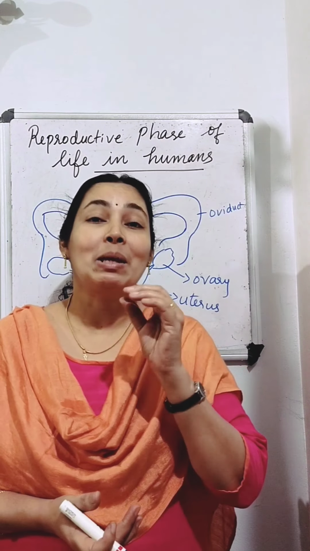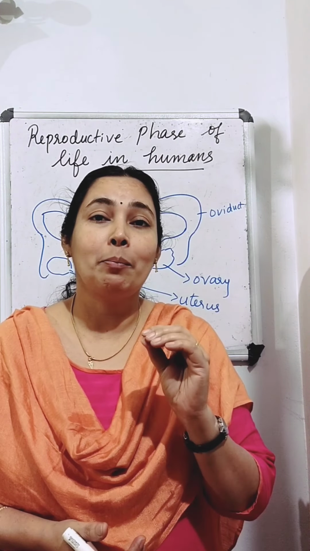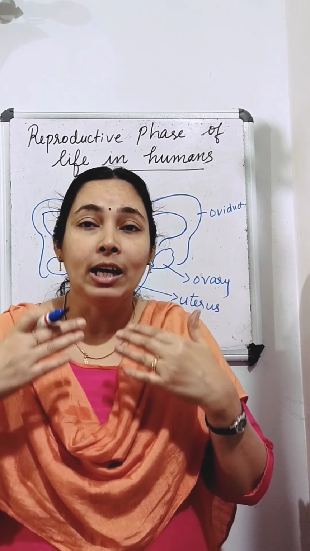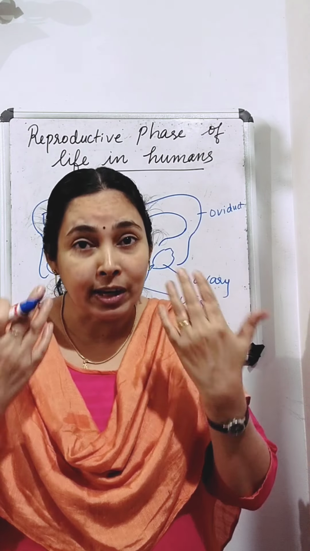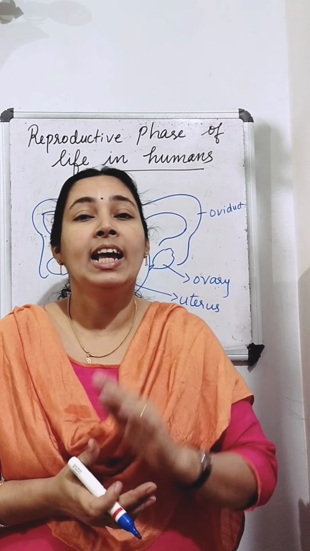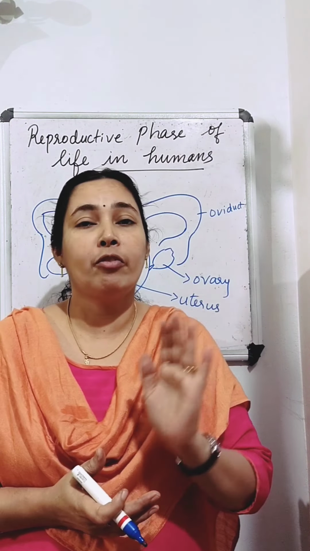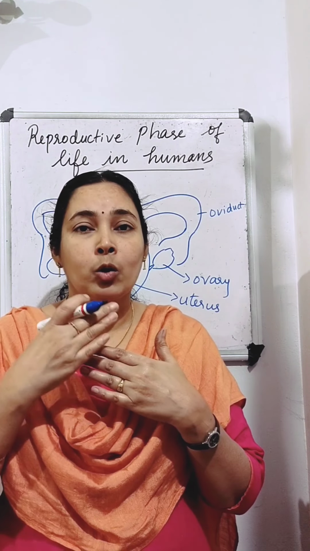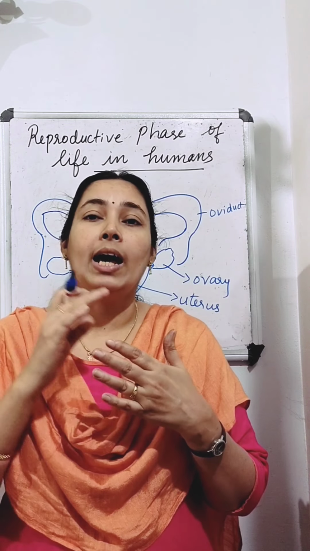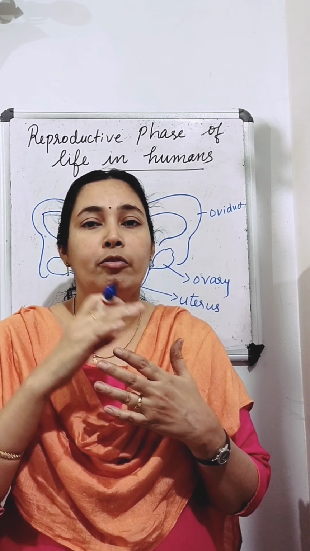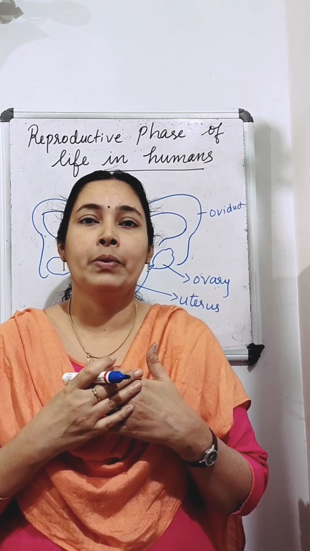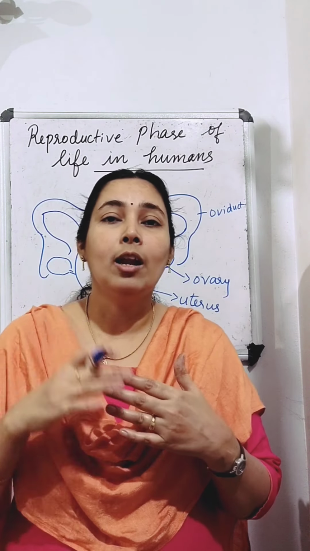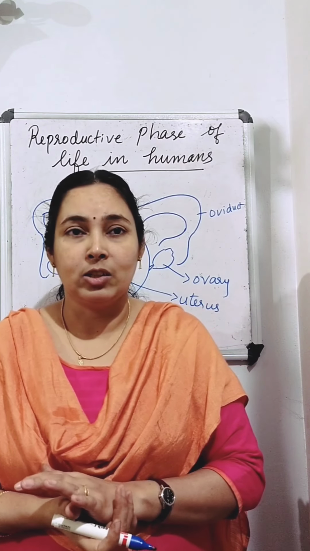In females, the reproductive phase of life begins at puberty. That is from the age of 10 or 12 or 14, the reproductive phase begins. And it generally lasts till the age of 45 to 50 years old. Okay, so females have the ability to reproduce till 45 to 50 years of age.